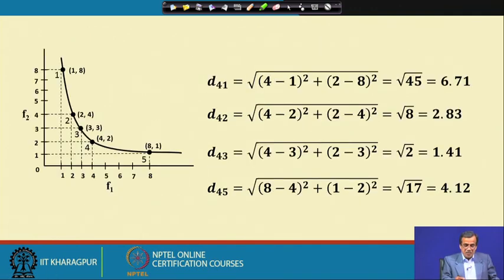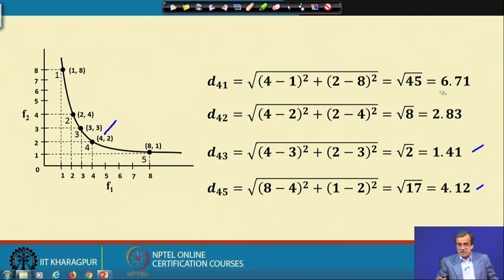Now, let us see how to find out the niche count value for point 4. So, the distance between 4 and 1, that means I am trying to find out the niche count for point 4. So, we consider d 4 1 as 6.71, d 4 2 as 2.83, d 4 3 is 1.41, d 4 5 is 4.12. And here we can see that only this d 4 1 is more than 6.00.